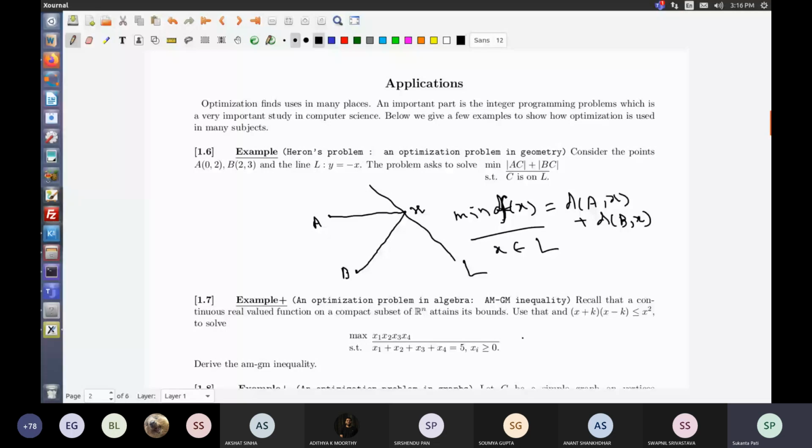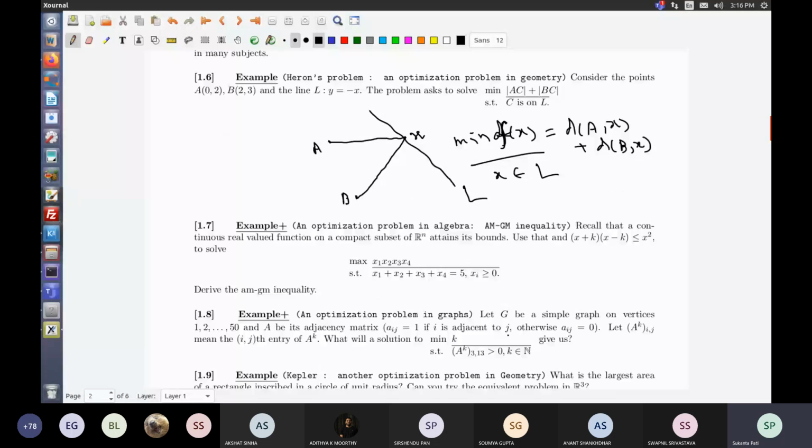So that is the classical Heron's problem. Similarly, an optimization problem in algebra, from which you can deduce the arithmetic geometric mean inequality, is to maximize, for example, in R4, the product x1 x2 x3 x4 subject to x1 plus x2 plus x3 plus x4 equal to 5, xi greater than or equal to 0. So we want to find that.